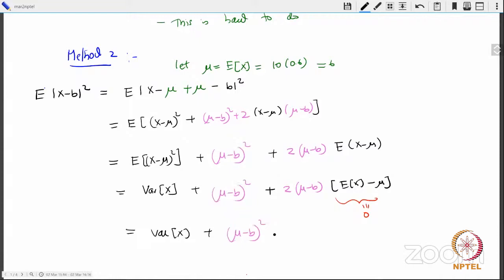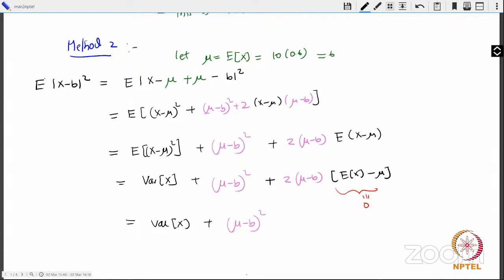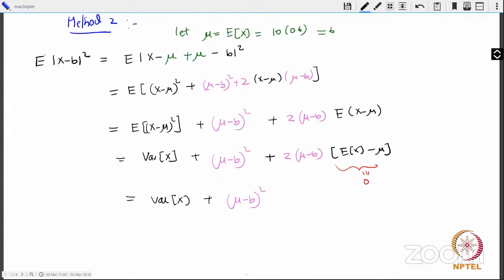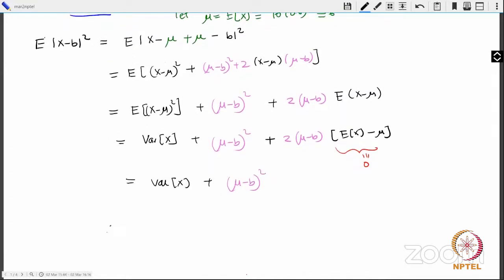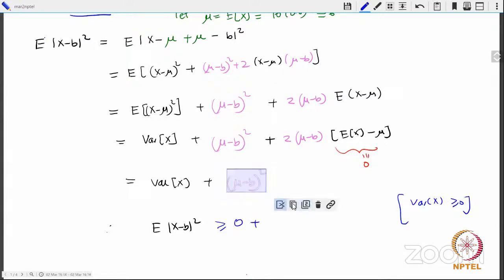Very good. So now, once you're here, you're almost done in this method. Therefore, we always know that E of (X minus b) whole squared, see, the variance of X is a non-negative quantity, right? So this whole thing is going to be at least 0 plus this particular term right here. So this is true for any b in R.